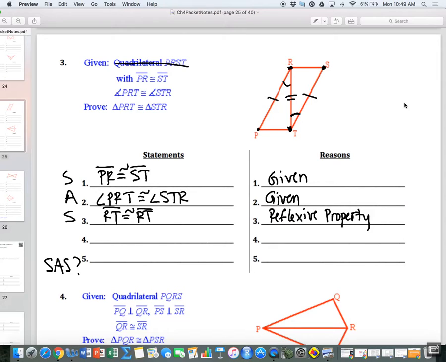Lauren, does this figure show SAS? Yes, it does. We have two sides, and we have the included angle, the angle in between the two sides. So now we can say triangle PRT is congruent to triangle STR by SAS.